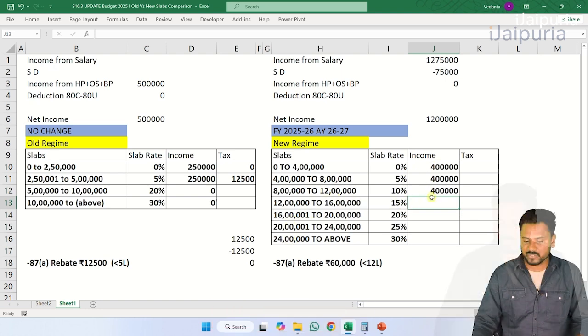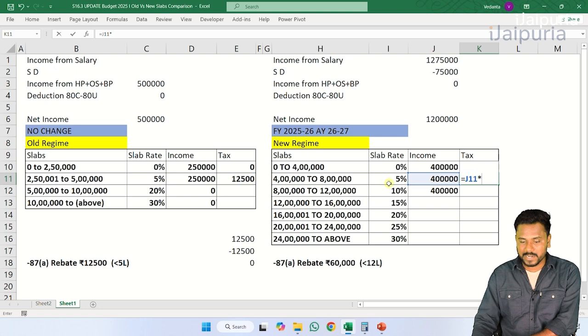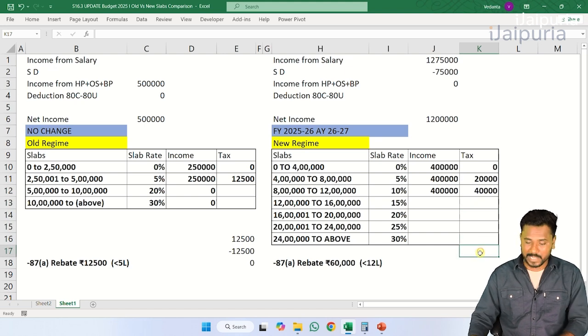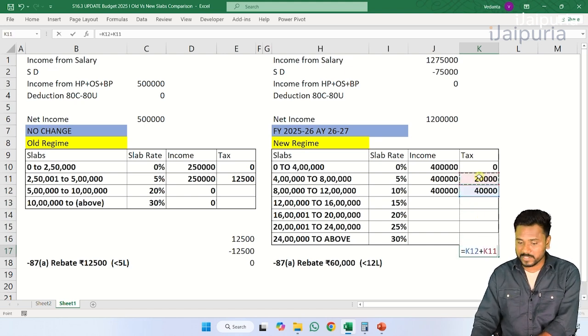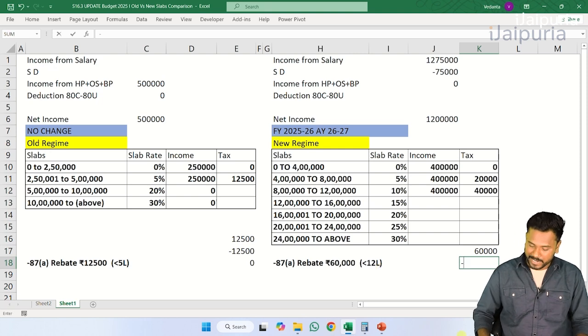Now the 12 lakhs is divided into 3 slabs. On the first 4 lakhs, the applicable tax rate is 0. On the second 4 lakhs, the applicable tax rate is 5%. On the third 4 lakhs, the applicable tax rate is 10%. In that way, the total tax calculated is 40,000 plus 20,000, which is 60,000. But in this new regime, the rebate is increased from 12,500 to 60,000 for income up to 12 lakhs. So minus 60,000, I can say 0.